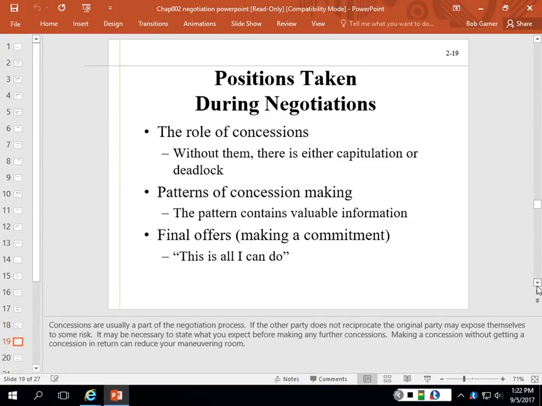All right, role of concessions. Without them, we're either not going to do a deal or we're going to take the first deal. So that's why concessions are important. Patterns of concession making. One of the things they tell you too is, as a boss, you don't want to get into a pattern with your employees as far as what you're willing to do, because they can read you and they know. How about parents?